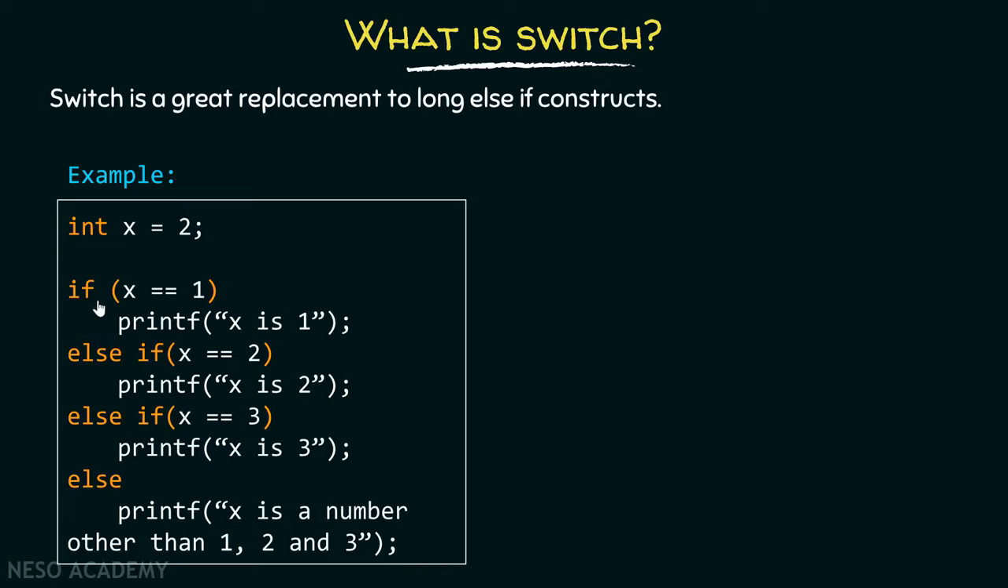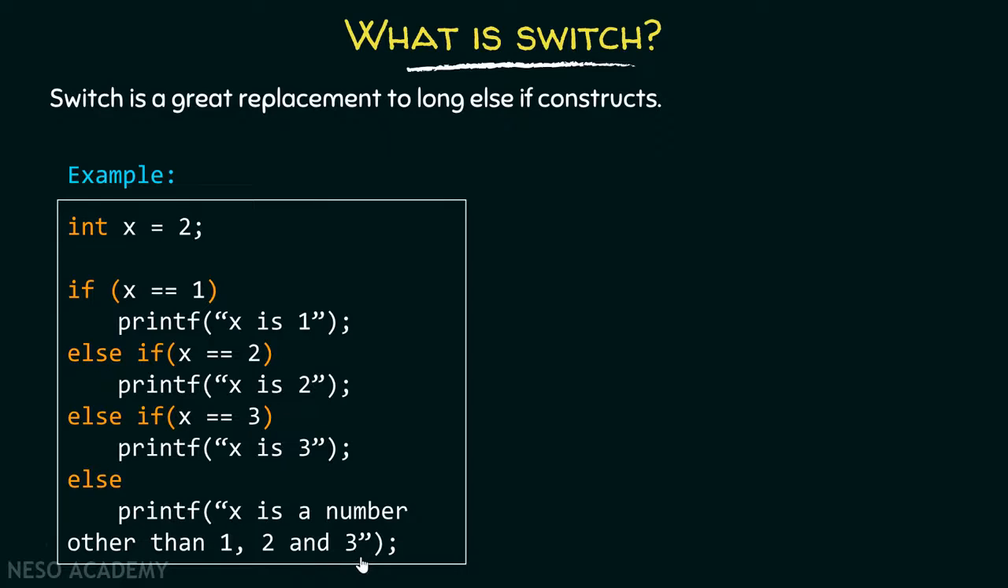As you can clearly see, if x is equals to 1, then we simply print x is 1. Else if x is equals to 2, then we simply print x is 2. Else if x is equals to 3, then we simply print x is 3. Else we will print x is a number other than 1, 2 and 3.